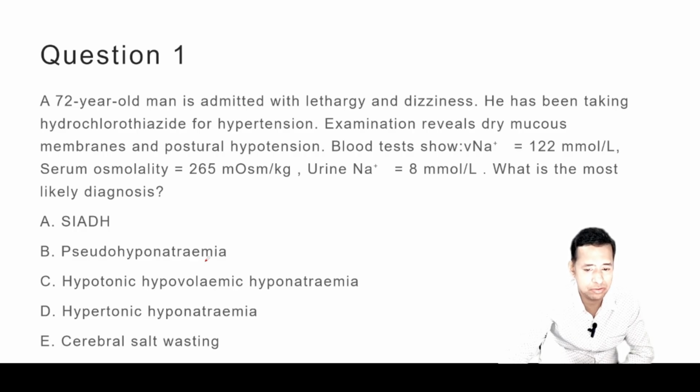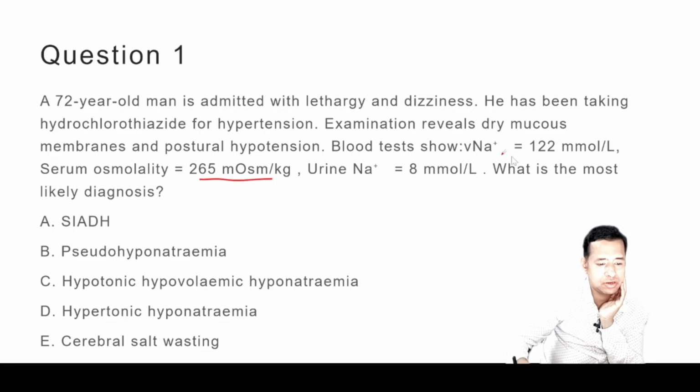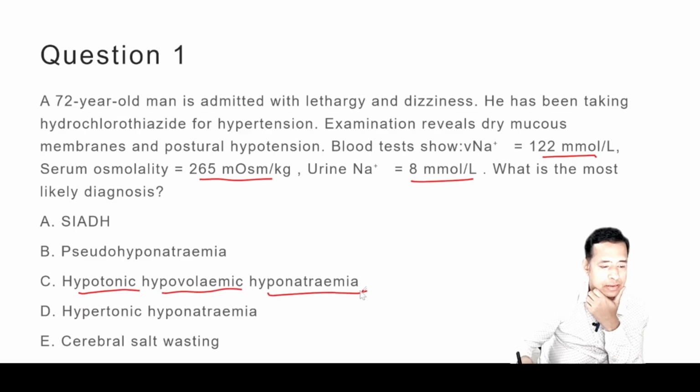Most likely diagnosis: the sodium level is 122 millimole, and there is a low serum osmolality, which is 265. The urinary sodium is also low here, and from this I can say there is dehydration. The clue is hypovolemia plus urinary sodium less than 20, here only 8, so extrarenal sodium loss can be seen. So your answer is hypotonic, hypovolemic hyponatremia.